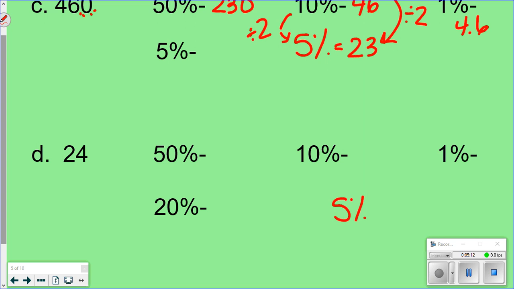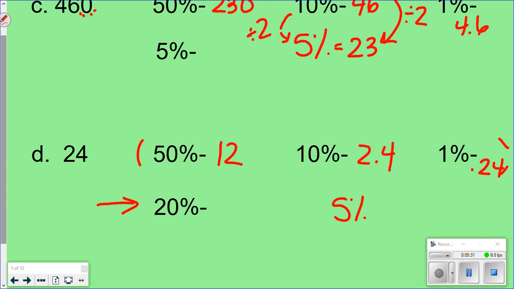Okay. So first of all, let's go find our 50. 50 would be 24 would be 12. 10% would be 2.4. 1% would be 0.24. I'm just following my rules. My rule, remember I had rules for these two. And now to find these two, I'm going to use what I found above.